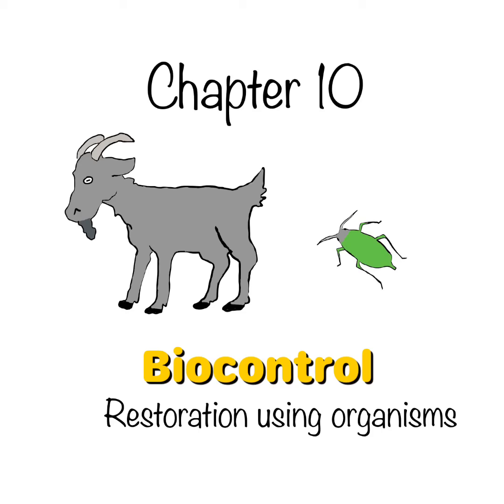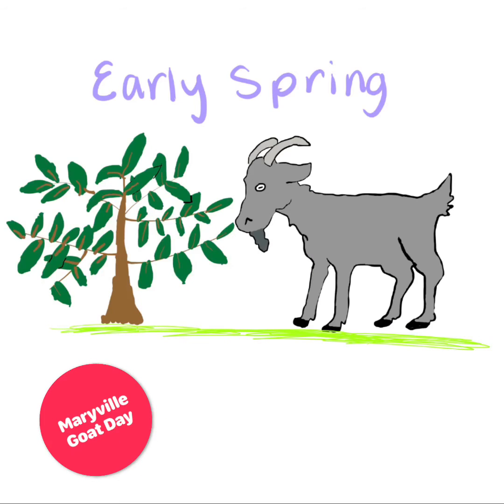In Chapter 10, we covered the topic of biocontrol. Biocontrol is the use of one type of organism to manage another undesirable species such as an invasive plant. Maryville already uses goats for biocontrol in the early spring. Since bush honeysuckle is the only plant flowering and growing at this time, they are one of the only available plants for the goats to eat, effectively clearing the honeysuckle for other plants.